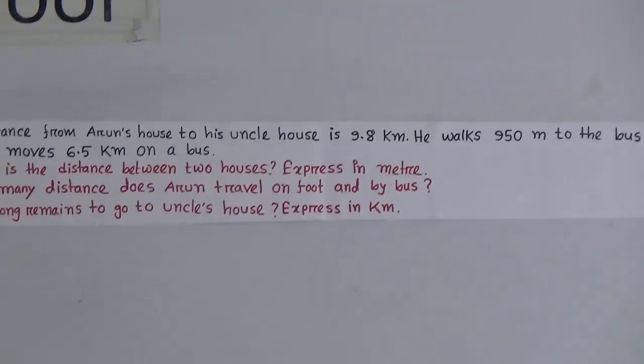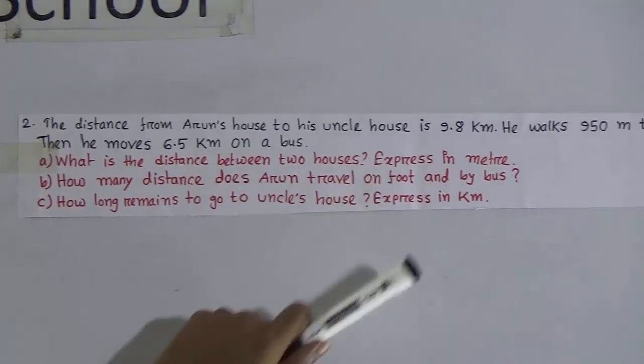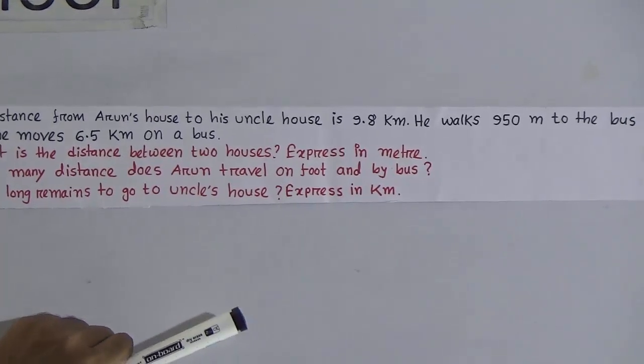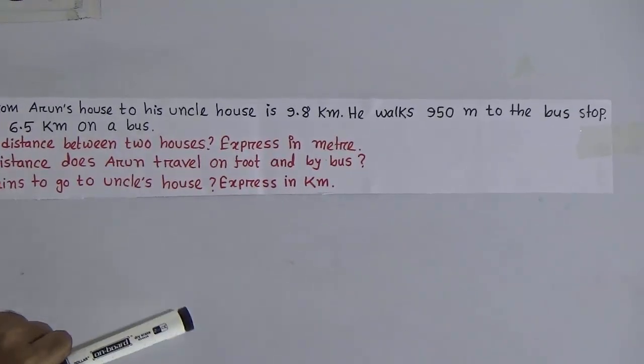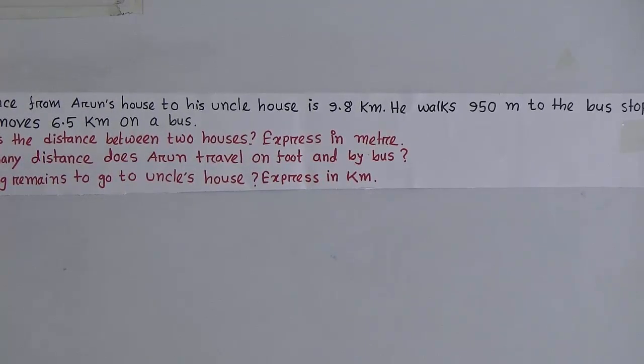The distance from Arun's house to his uncle's house is 9.8 kilometer. He walks 950 meter to the bus stop. Then he moves 6.5 kilometer on a bus. A number, what is the distance between two houses?